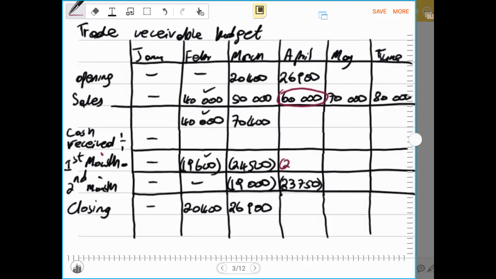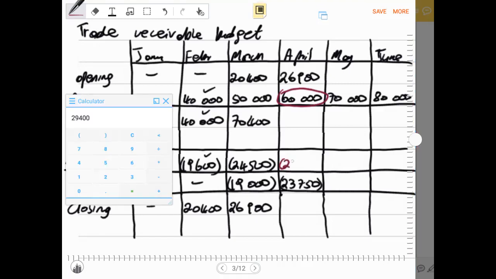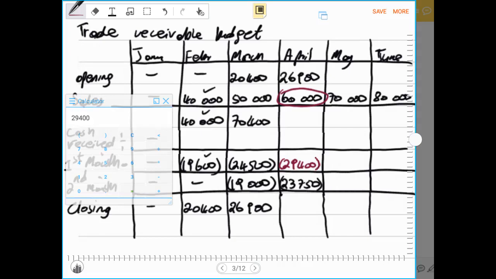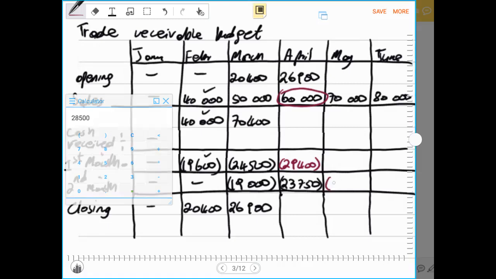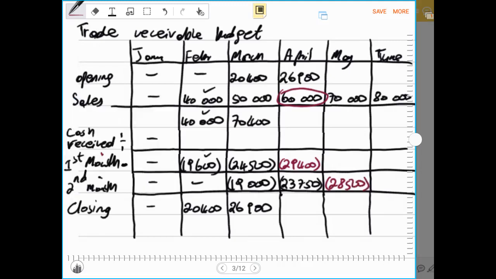That will be 29,400, and the rest will be paid in the next month, and only 95% of the remainder of the half. So now out of another 30,000, only 95% of that will be paid, which means it's only 28,500 that will be paid in the next month, because 5% would be bad debt or a credit loss.